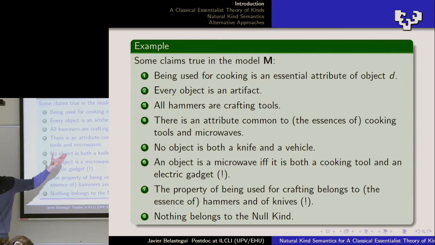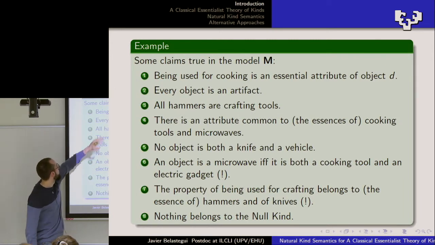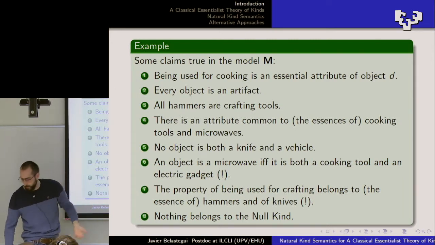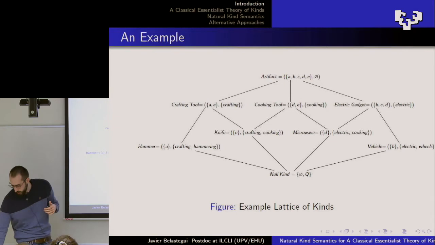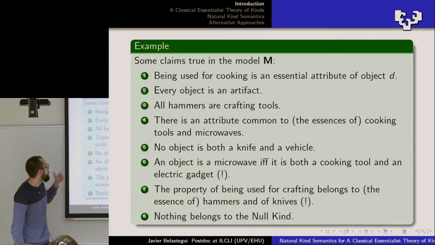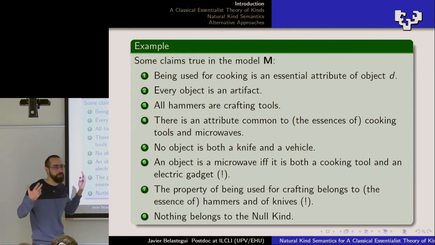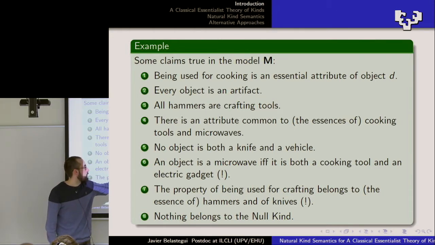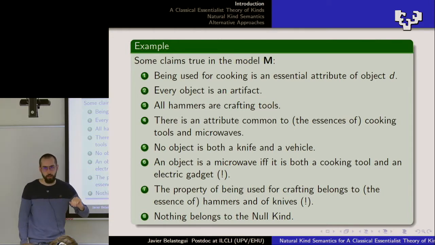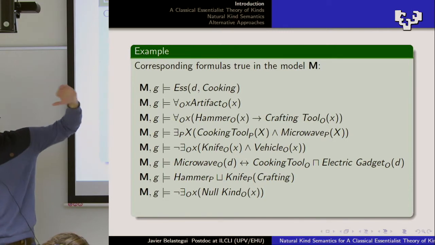Okay, so some claims that are true in this model. This is just natural language, right? So, true, for instance: every object is an artifact. We saw that, right? A, B, C, D, E, they are in the extension of artifact. No object is both a knife and a vehicle. I mean, that should be intuitively true, and it holds in this model. And an object is a microwave if and only if it is both a cooking tool and an electric gadget.